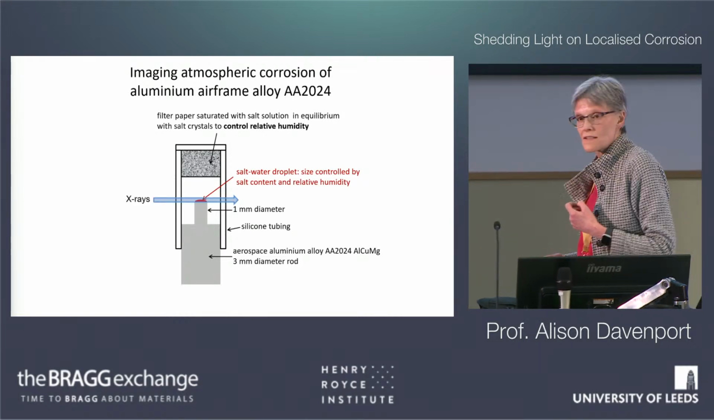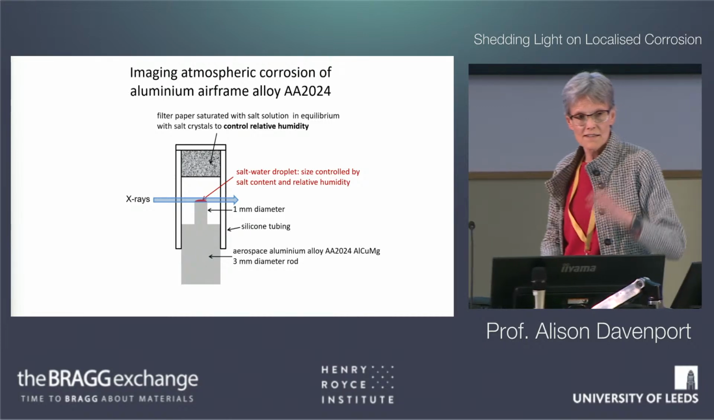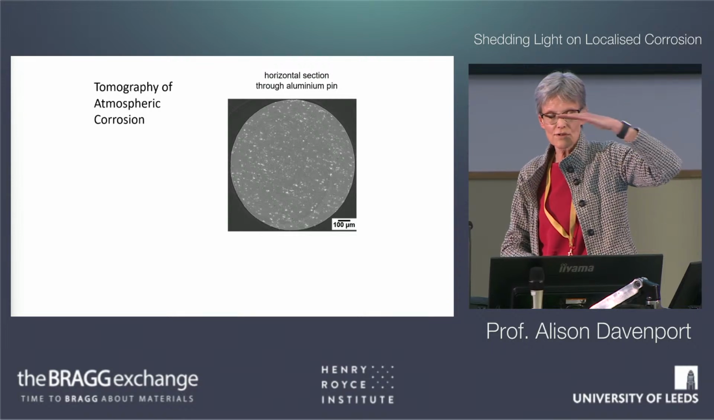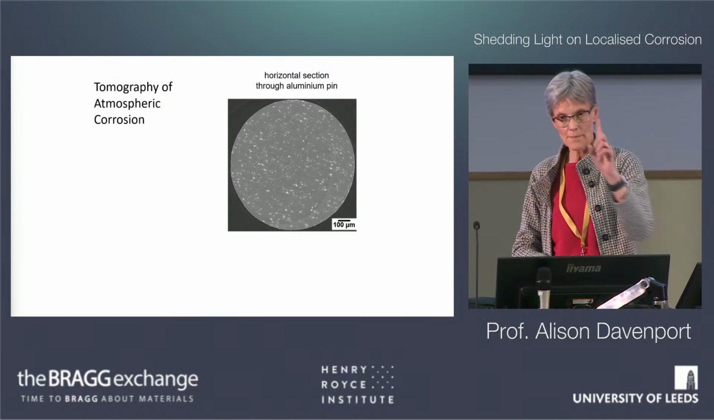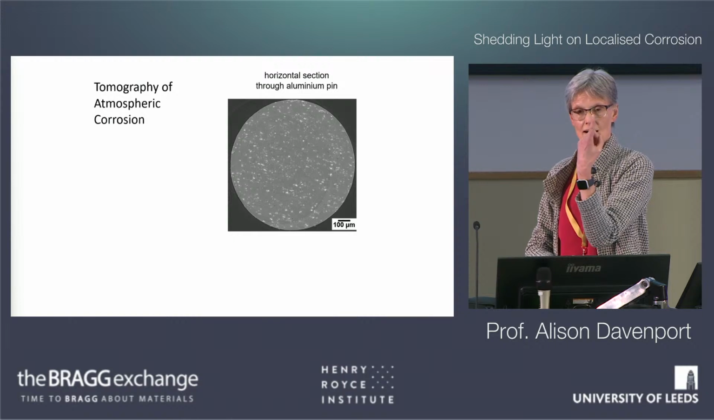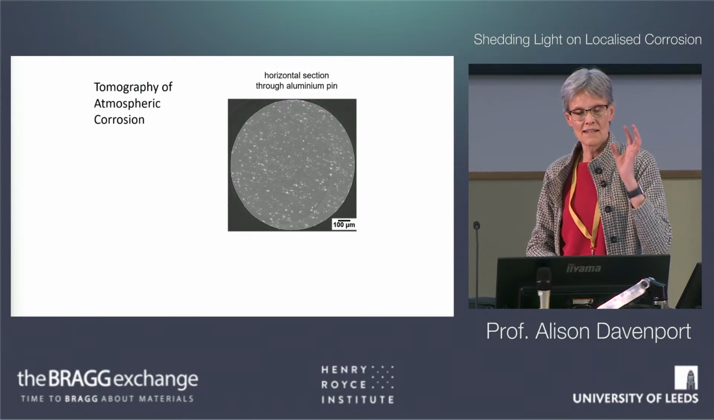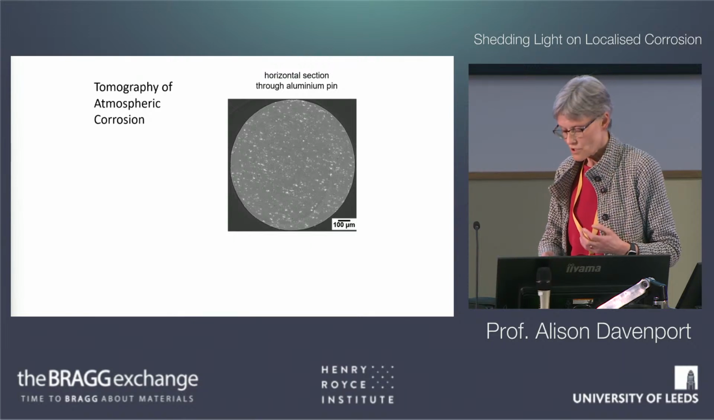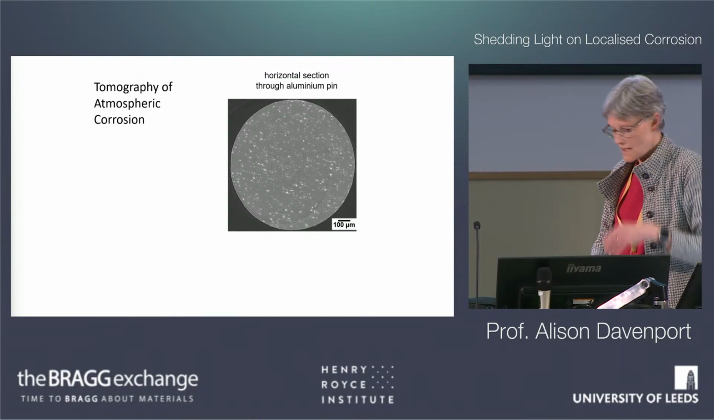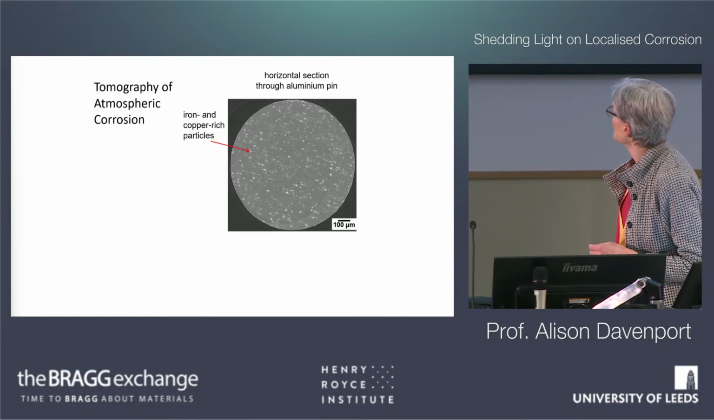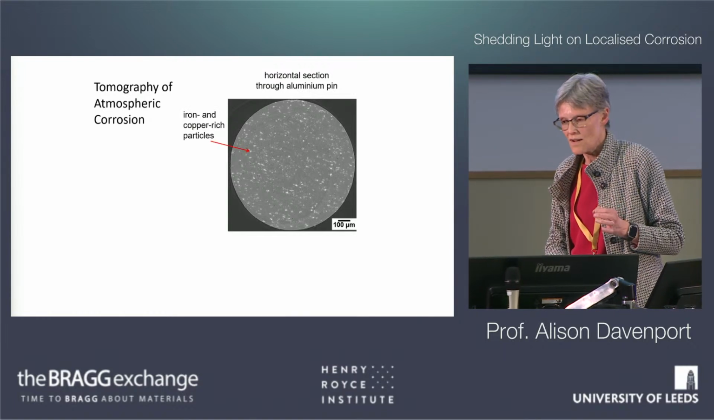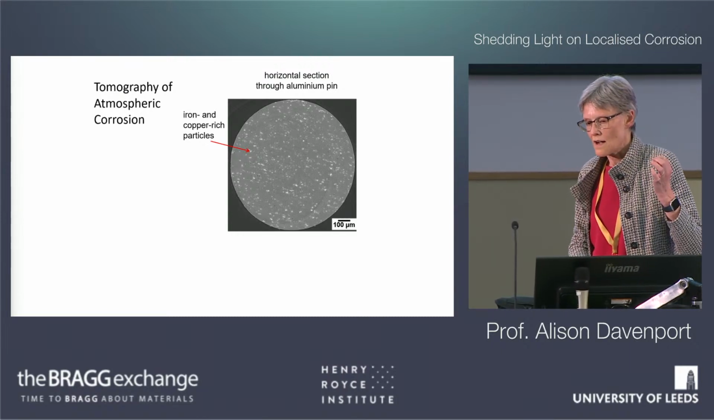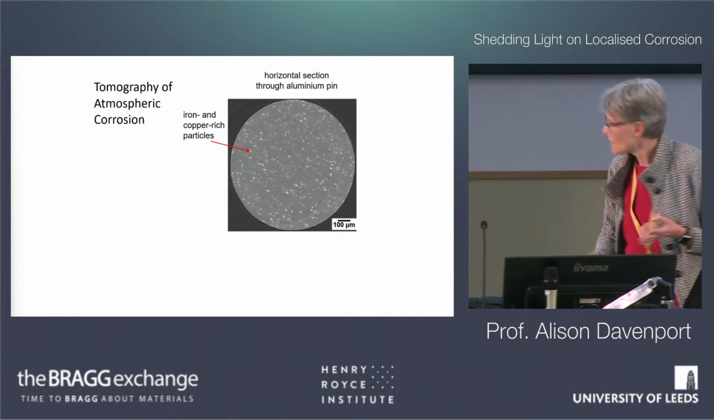So we've got X-rays going through the area around the droplet so that we can see the corrosion developing. And that's a horizontal measurement through a tomogram. What happens is we rotate it by 180 degrees and then draw together all those images and come up with a three-dimensional tomogram. This is a horizontal slice through the pin, and you can see the little white particles are little lumps of alloy constituents, copper-rich particles, and so on there.